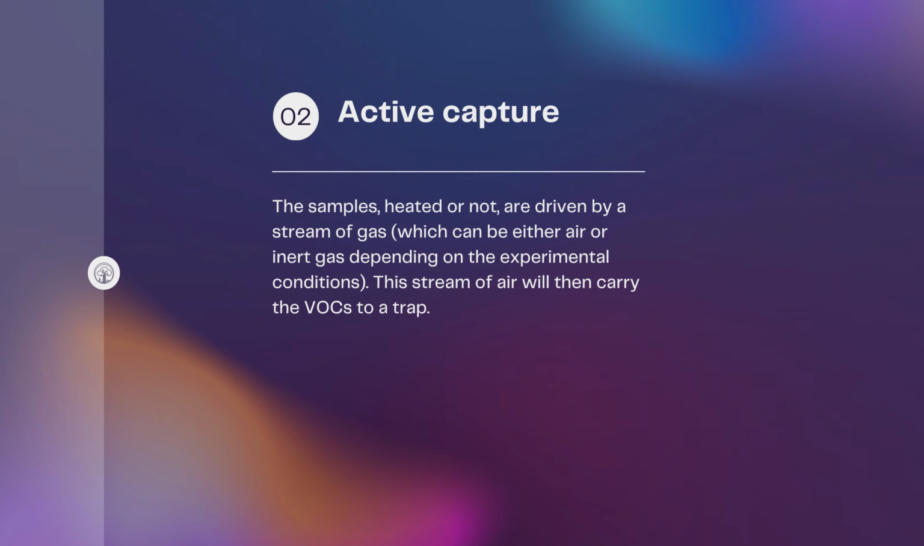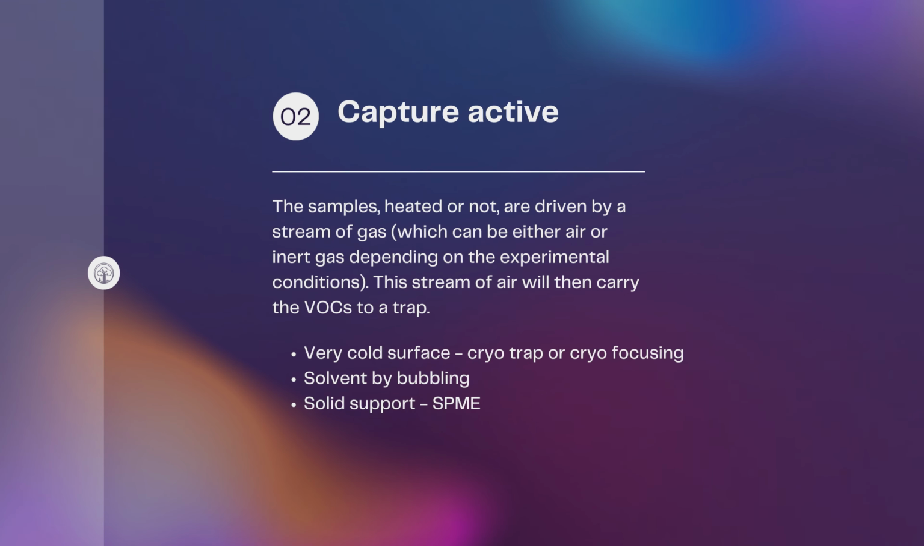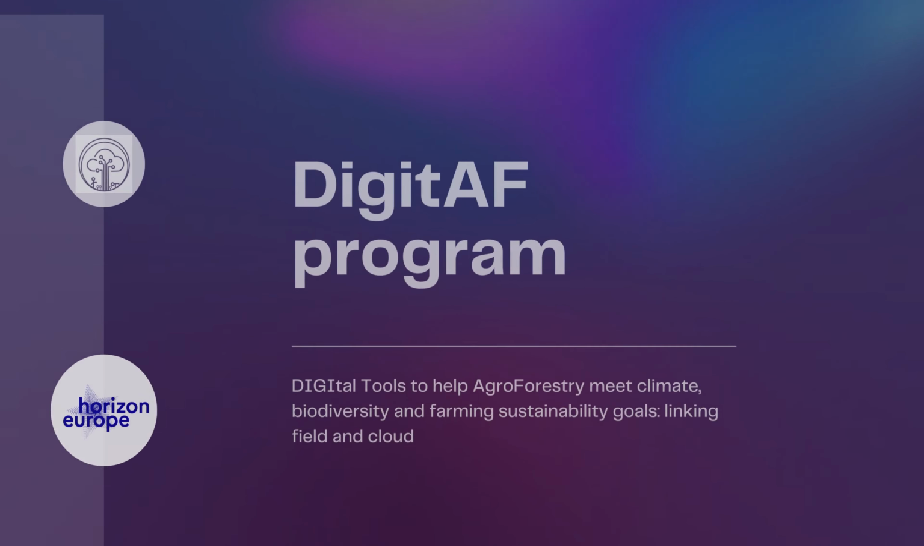In active capture, the samples, heated or not, are driven by a stream of gas, which can be either air or inert gas depending on the experimental conditions. This stream of air will then carry the VOCs to a trap, which can be a very cold surface, performing cryo-trap or cryo-focusing, a solvent by bubbling, or a solid support such as SPME.